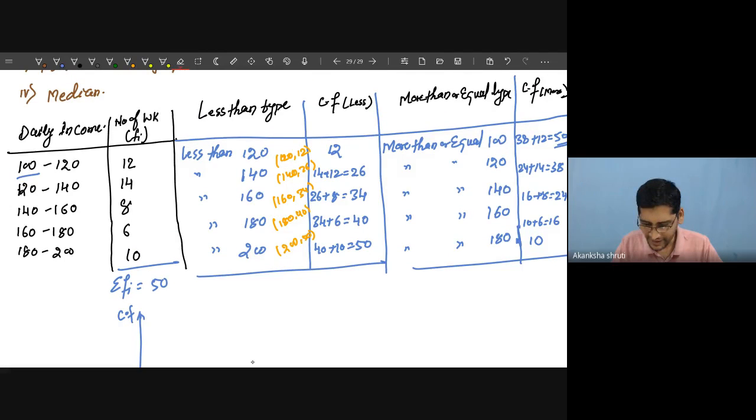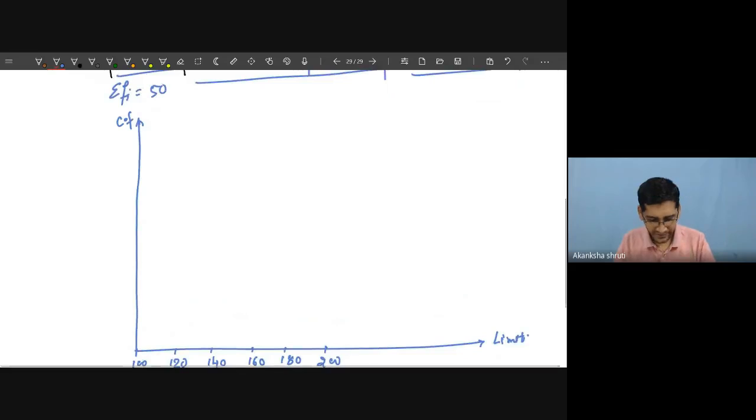Cumulative frequency is sigma f, the summation of f i, or the maximum number in our cumulative frequency. It is the 50 that we are getting, so we need to put it here. So calibrate this vertical axis for 50. Okay, students? We can take 5, 10, 50 like that, or we can take the smaller one. Let me take the smaller one.